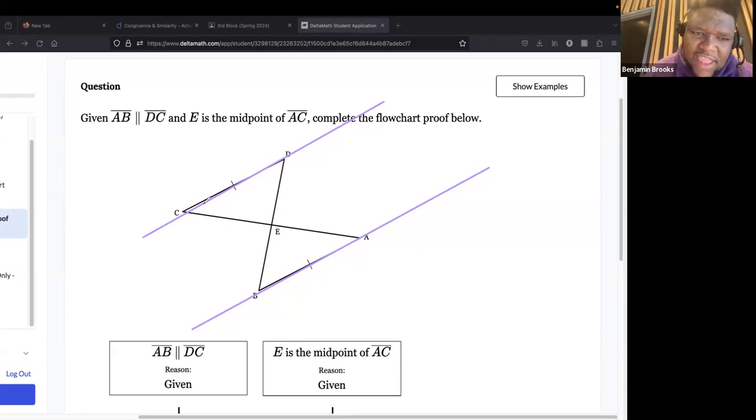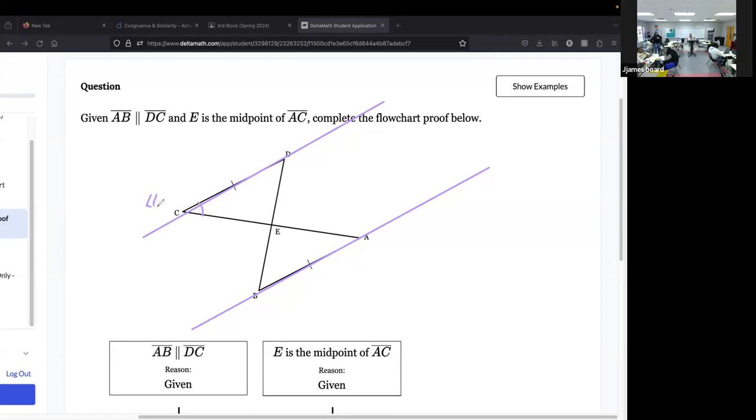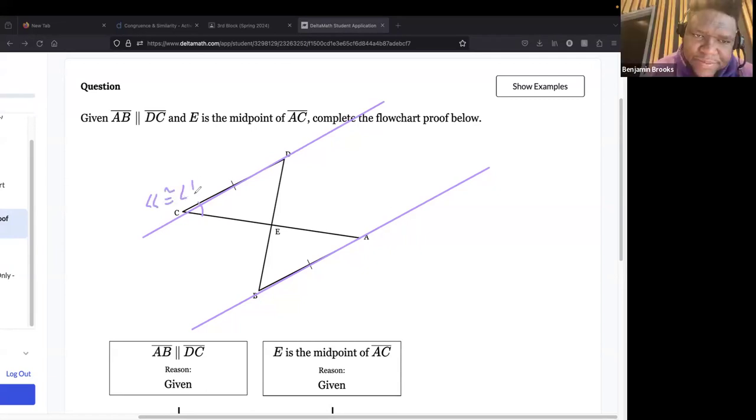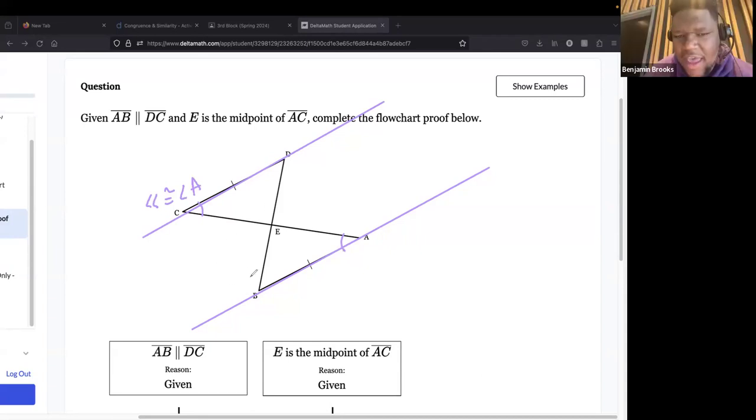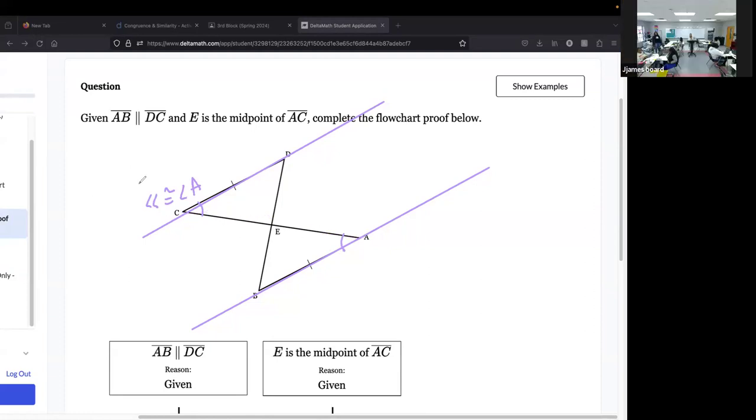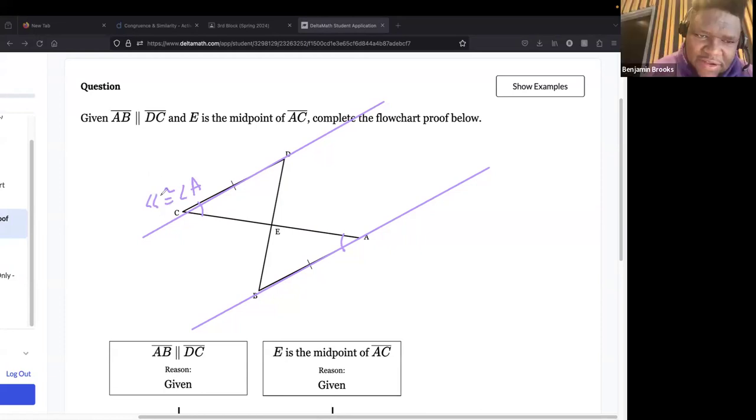First, I can tell that angle C is congruent to angle A. How do I know this? How do I know that these two are congruent, considering that these two are parallel? What angle theorem do you have to know that angle C is congruent to angle A? These are what kind of angles?